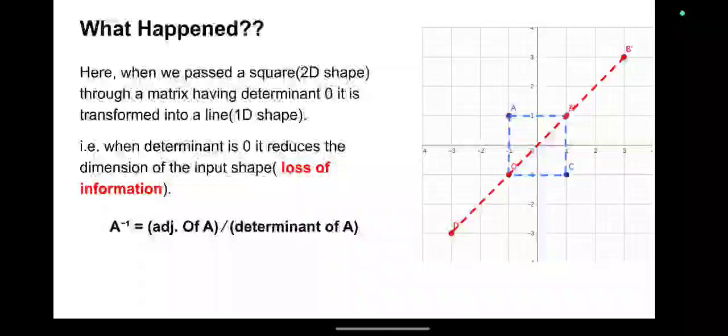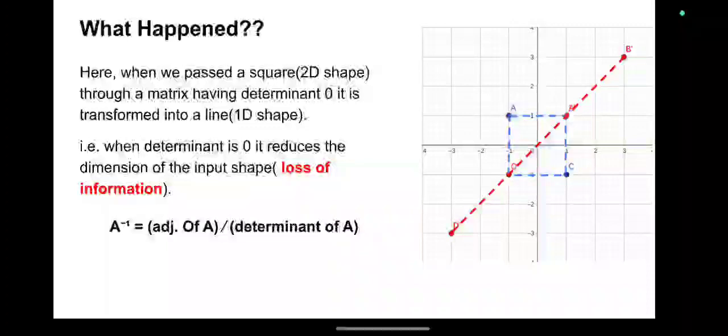So when we passed a square, a 2D shape, through a matrix having a determinant 0, it resulted in a line which is one dimensional. So what the determinant 0 tells us is that the dimension of the space is reduced. Here we passed a 2D space through a matrix, and the matrix transformed it into a 1D space. In this case we are using a 2 by 2 matrix, so we're only talking about a two-dimensional shape.